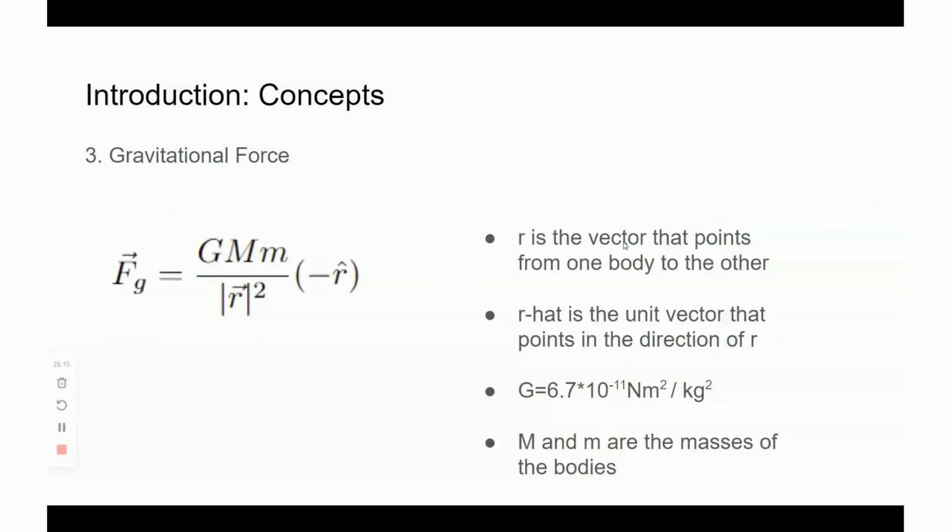In part three, we talk about gravitational force, which is big G times the two masses over the distance between them squared, and then times the negative version of the unit vector that points from one mass to the other.